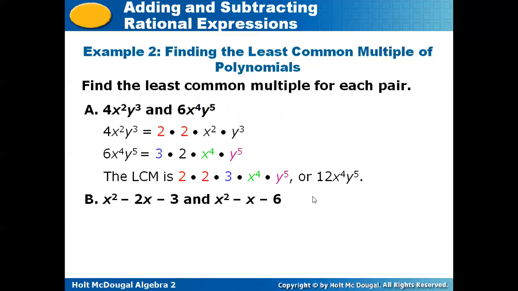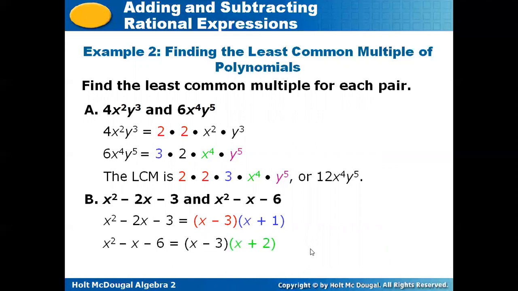Letter B. First, we're going to factor this one, x squared minus 2x minus 3. Possible factors of x squared are x and x. For negative 3, the factors whose sum is negative 2, so we have x minus 3 times x plus 1. The second expression, x squared minus x minus 6. Possible factors of negative 6 whose sum is negative 1, so we could have x minus 3 and x plus 2.